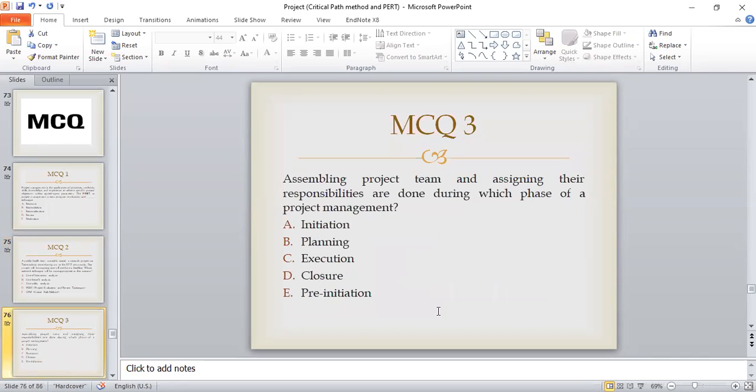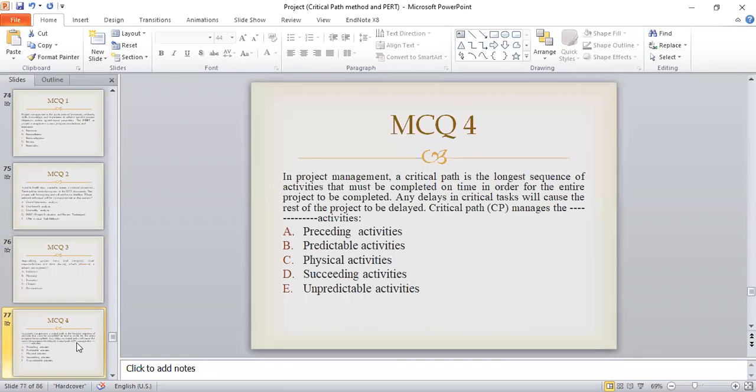MCQ 3. Assembling the project team and assigning their responsibilities are done in which phase of project management? Alpha, initiation phase; beta, planning phase; C, execution phase; Delta, closure phase; or E, pre-initiation phase? As I already mentioned during the project management cycle, assembling the project team and assigning the responsibility is done before the planning phase, which comes at the initiation phase. Therefore, alpha will be the correct option.